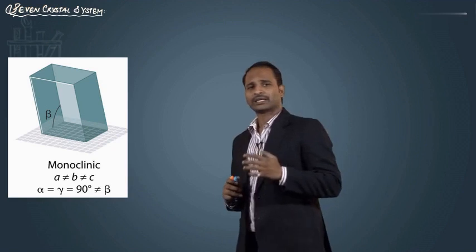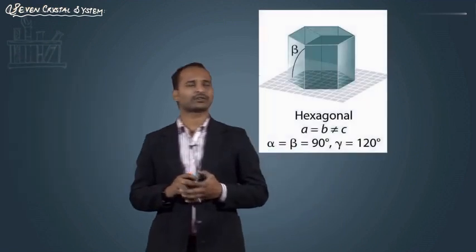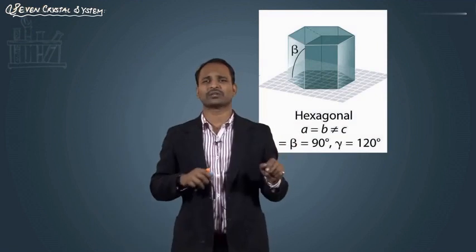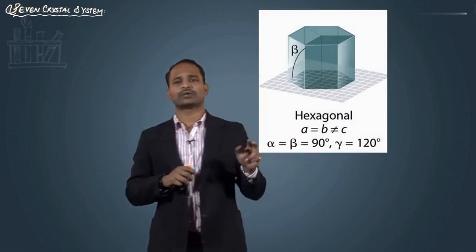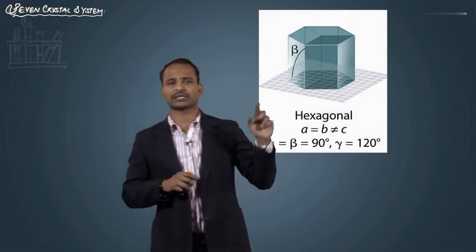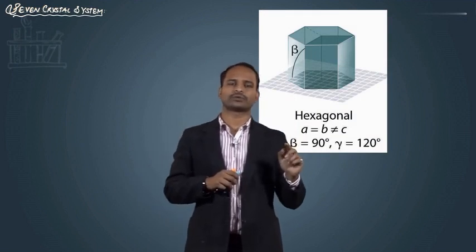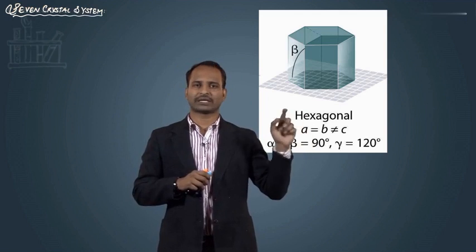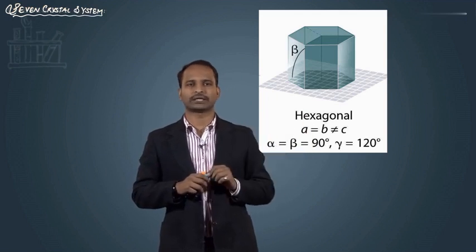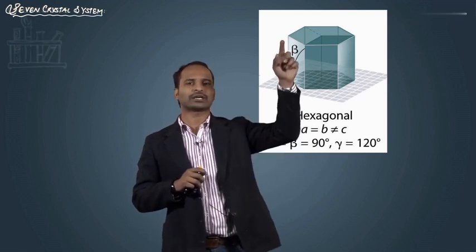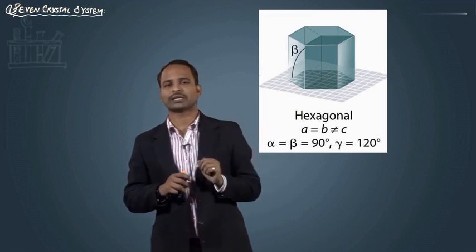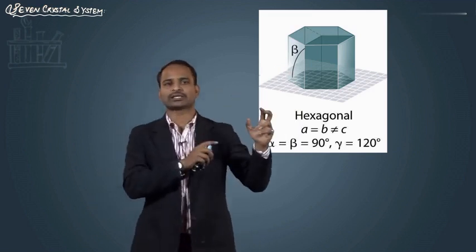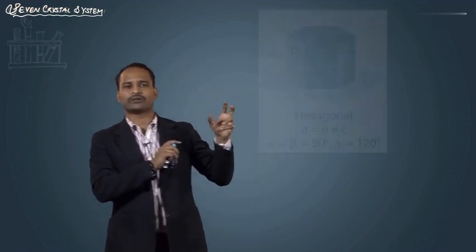Now, after the 4th, that is monoclinic, the 5th one is hexagonal. In case of hexagonal, only 2 sides are equal and 2 angles are equal. That is, A is equal to B but not equal to C, and alpha is equal to beta is equal to 90, but gamma is not equal to 90 degree. In hexagonal, you can see that the line drawn in dark is representing the unit cell of it.